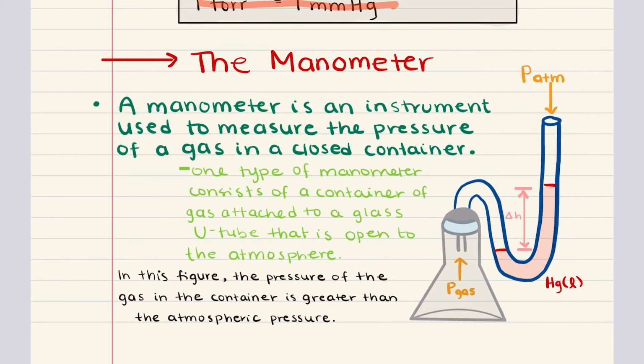And one type consists of a gas attached to a glass U-tube that is open to the atmosphere. Now, this tube is partially filled with liquid mercury, and the mercury responds to the pressure exerted by a gas in the container on one side and to the atmosphere on the other.